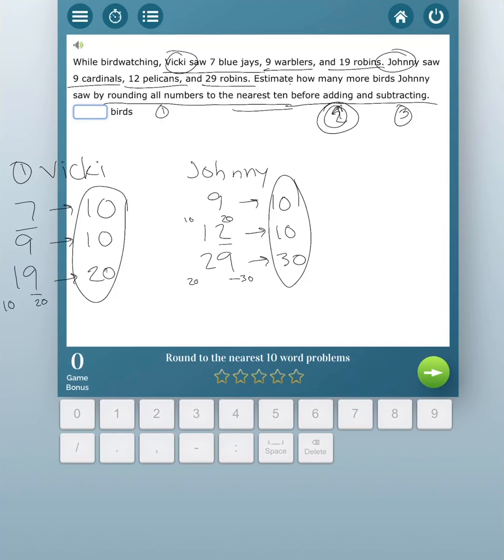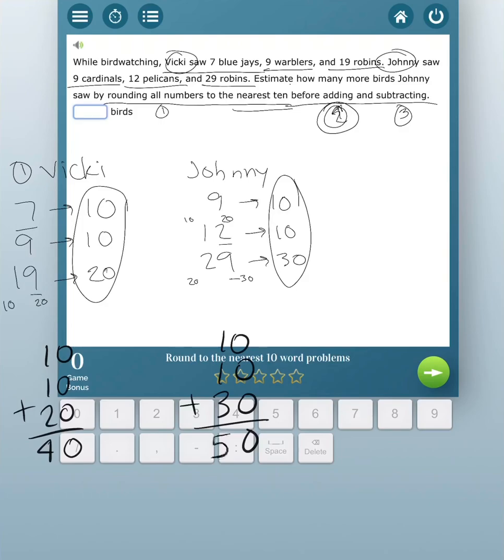I need to know how many more Johnny saw than Vicky. Okay, now I need to add 10, 10, and 20. That's what Vicky saw. Okay, I have 0 plus 0 plus 0, that's 0. 1 plus 1 plus 2, that is 4. So I know Vicky saw 40 birds, 40. Okay, now I need to know how many Johnny saw. So I know Johnny saw around 10, 10, 30, so I add those numbers there. Now I have 0 plus 0 plus 0, that's 0. 1 plus 1 plus 3, that is 5. So now I know Johnny saw 50 and Vicky saw 40.